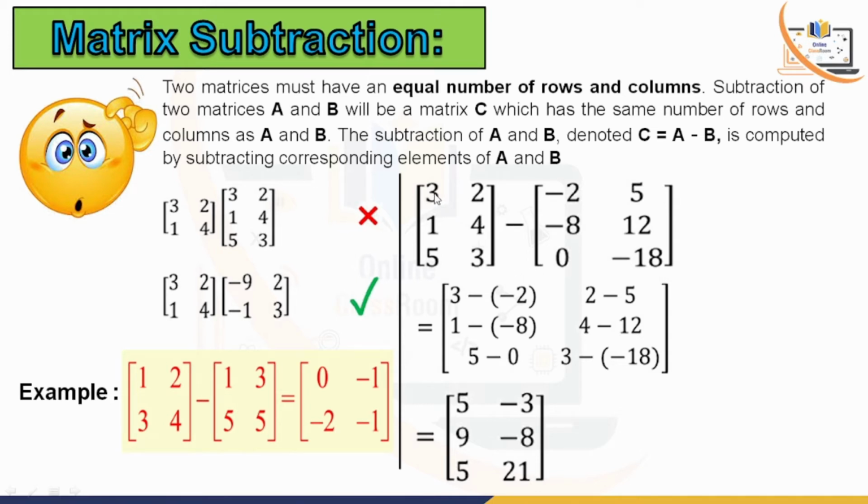Obviously the members will be 3 minus minus 2, that is the first member, 2 minus of 5, this is the corresponding second one. Next one, 1 minus of minus 8. This one is 4 minus 12, and so on. So obviously, if you simplify the corresponding matrix, we get the result 5 minus 3, 9 minus 8, 5, 21. So that is the complete idea of matrix subtraction.